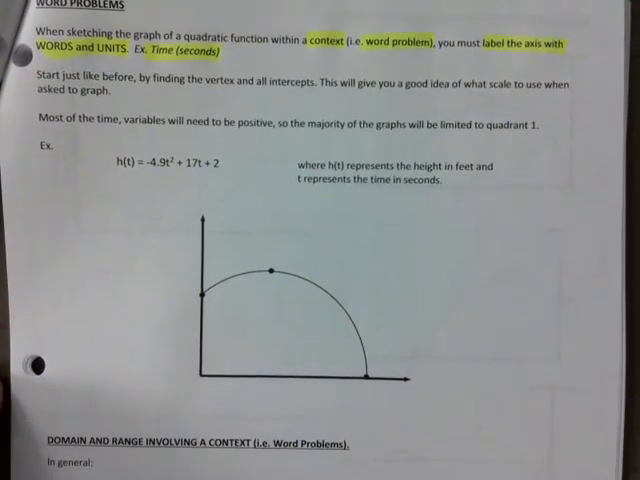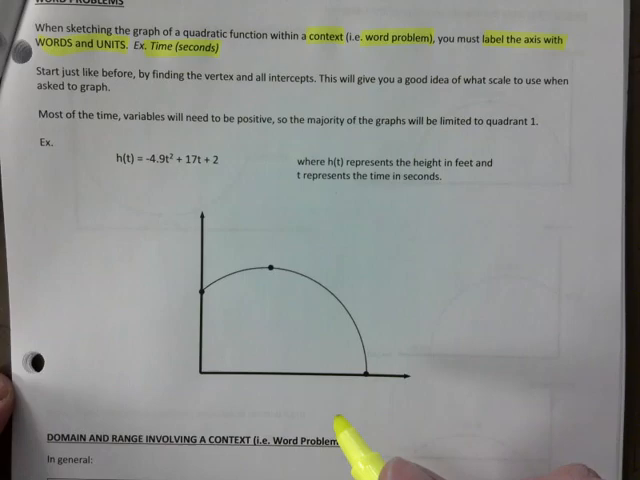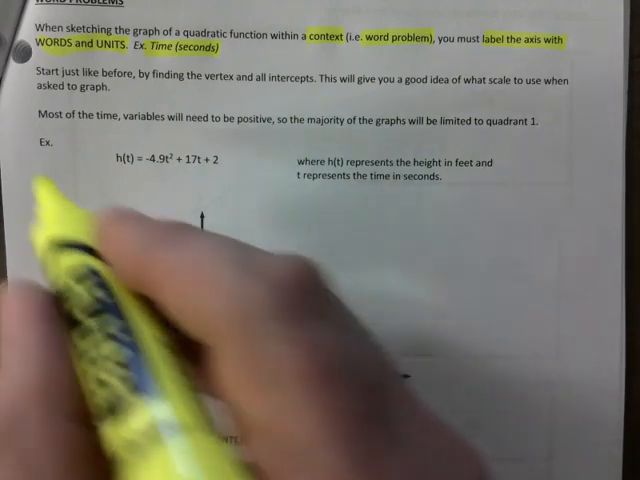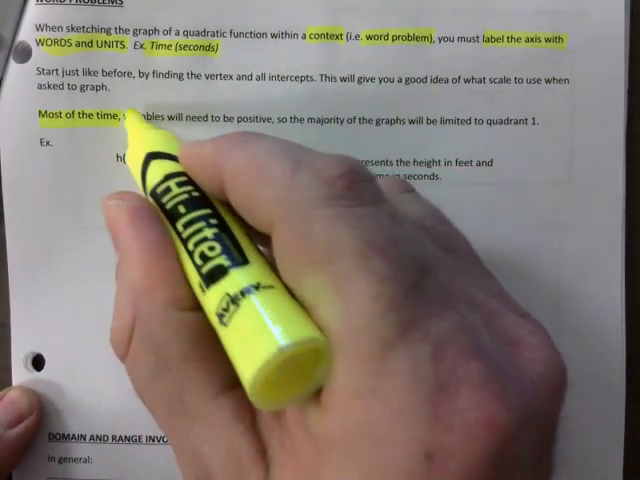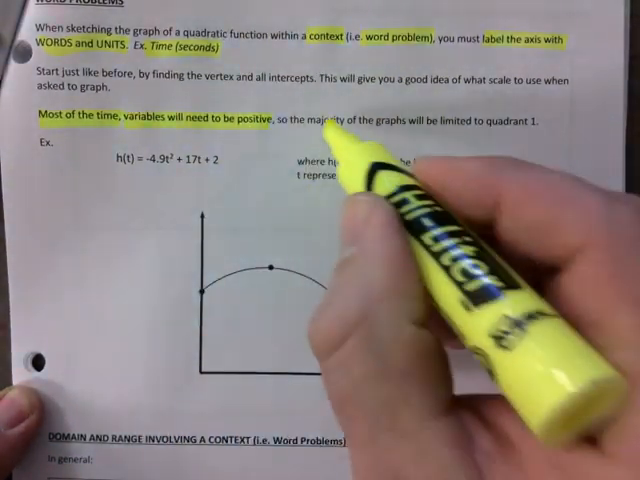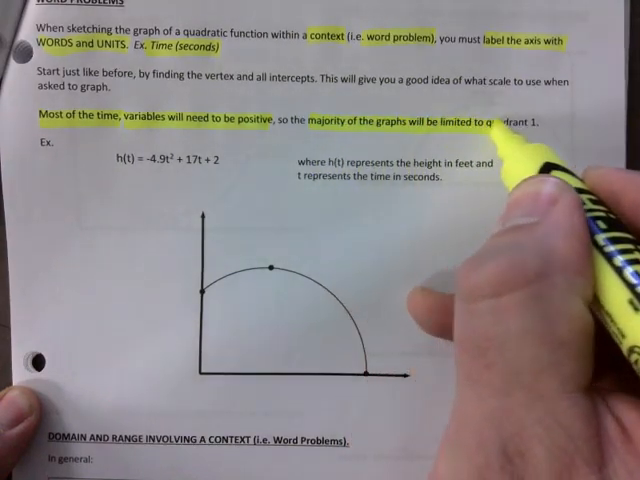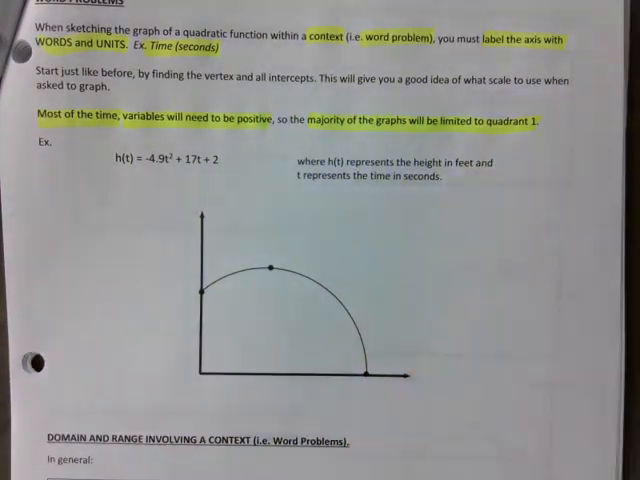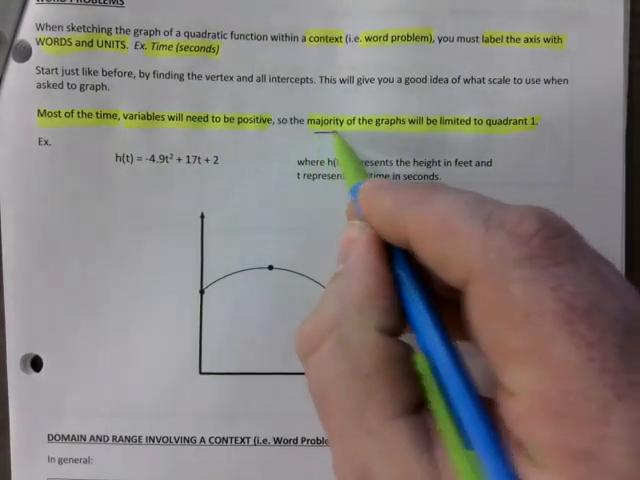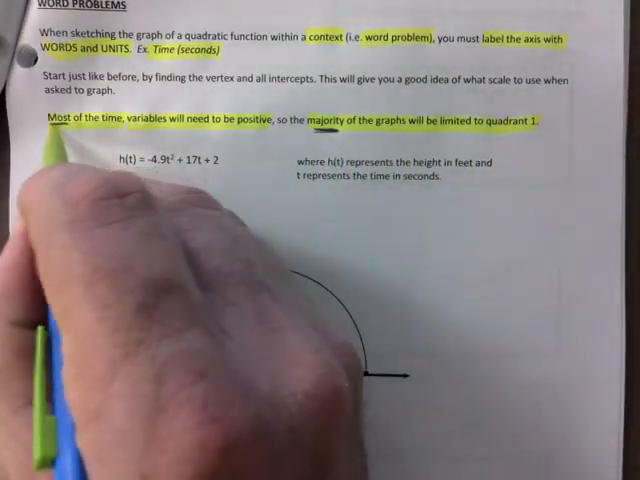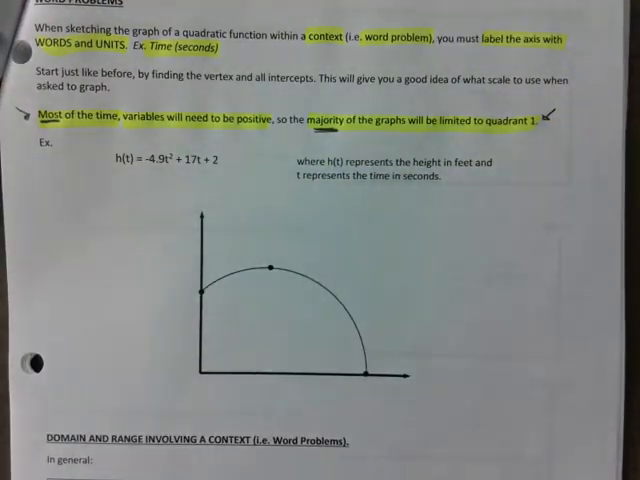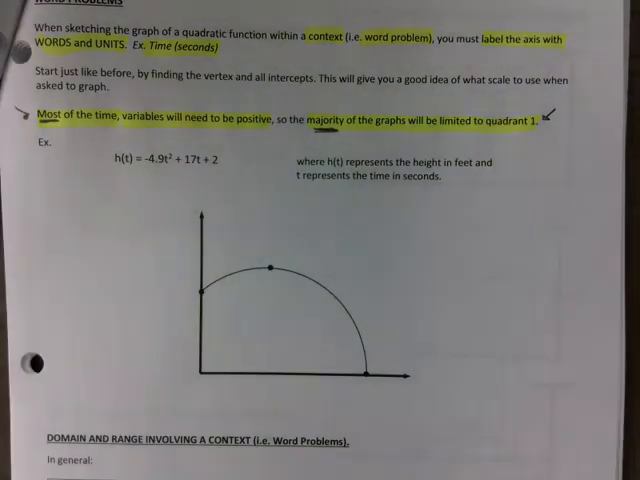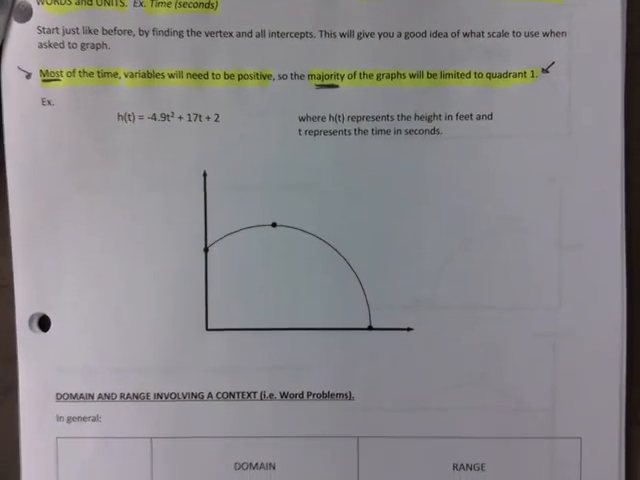Okay, most of the time, variables need to be positive. I say most of the time. So the majority of our graphs will be limited to quadrant 1. The majority. I don't say all of them, okay? And I said most. So don't be saying, you always said it's going to be in quadrant 1. It will change down the road, but not right now. You're still learning how to work with these guys, okay?